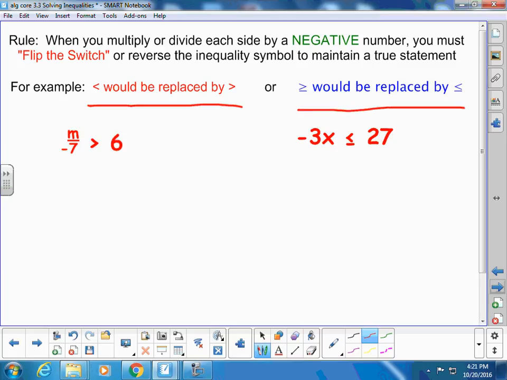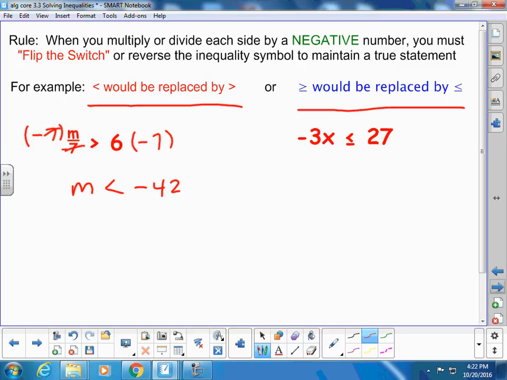So now let's try one using our rule. Again, this is m divided by -7. So to undo it, I'm going to multiply by -7. It says when you multiply or divide by a negative number, you have to flip your switch. So I'm going to have m. Those will cancel out. I'm going to flip this switch. And -7 times -6 is, -7 times 6 is -42. So m is less than -42.